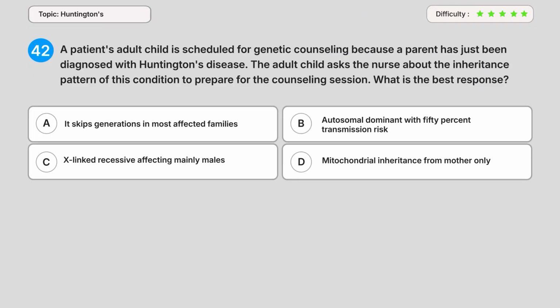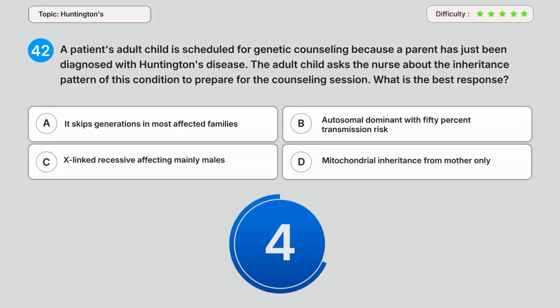A. It skips generations in most affected families. B. Autosomal dominant with 50% transmission risk. C. X-linked recessive, affecting mainly males. D. Mitochondrial inheritance from mother only. Do you know the answer?